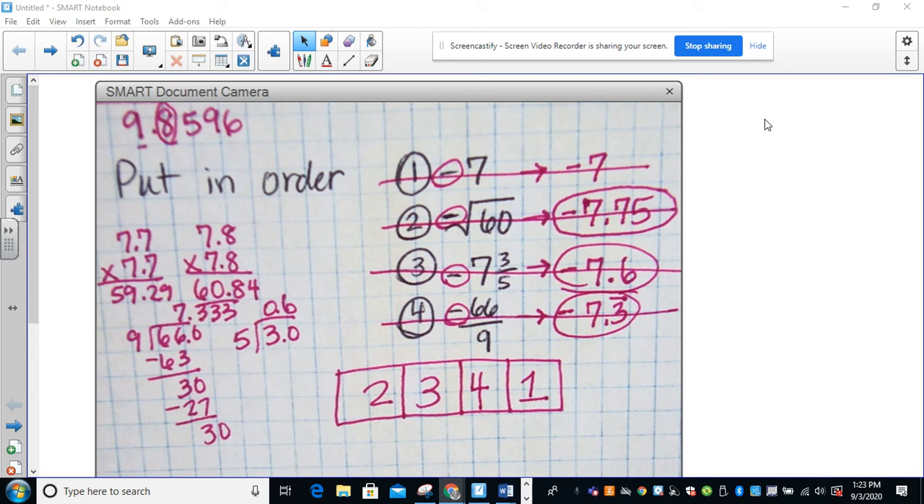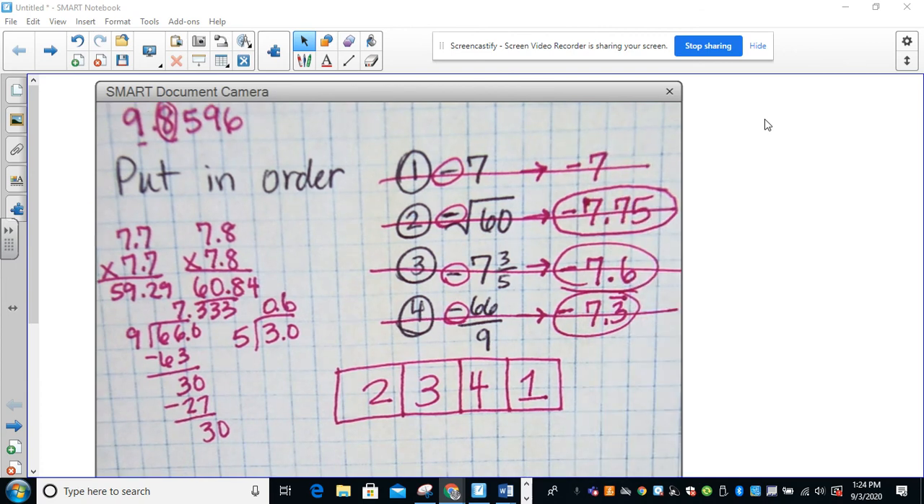So again, some of this is going to be computation. Some of this is going to be dividing, multiplying, some estimating, and some guessing and trial and error. But the biggest thing is let's get them all into decimals. That's the easiest. And definitely be careful. Your bigger negatives are your smaller numbers.